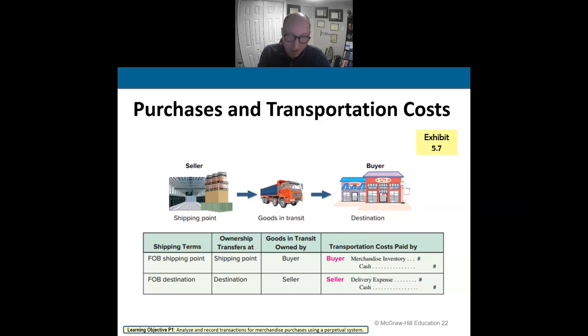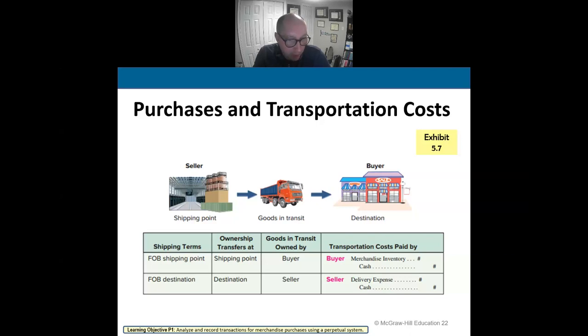Hopefully, yes. Okay, so I'm the seller, you're the buyer. And when you buy, you have your own business, and you're going to then sell it to your customers. So I'm going to sell it to you. UPS will deliver it to your store, and you'll sell it to your customers. So when it's in transit, someone's responsible for it.